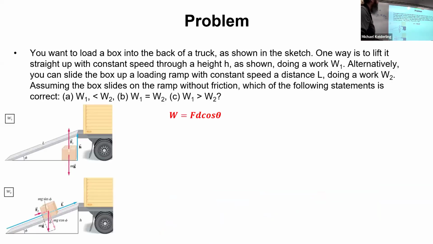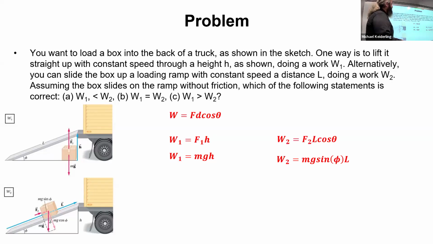Work equals force times distance times cosine theta. In the first case, work 1 is force 1 times height, where force 1 is going to be mg, and height is h. Work 2 is force 2 times length times cosine theta. Force 2 is mg sine phi times length. Cosine theta is, in both of these cases, just 1.